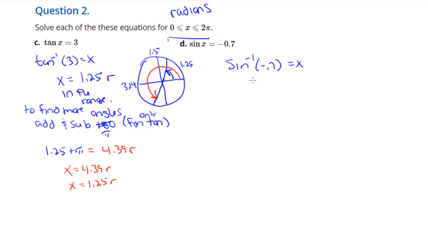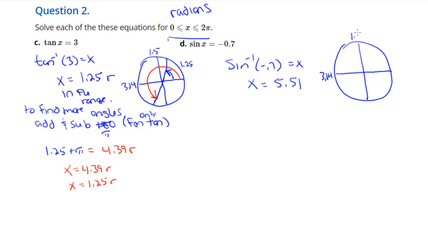Now for the second one, we do the inverse, and we find out that x is going to equal 5.51. Now again, set this up in radians, 3.14. We know that 2 pi is 6.28, so it's got to be somewhere here in the fourth quadrant. And this is what that's going to look like.